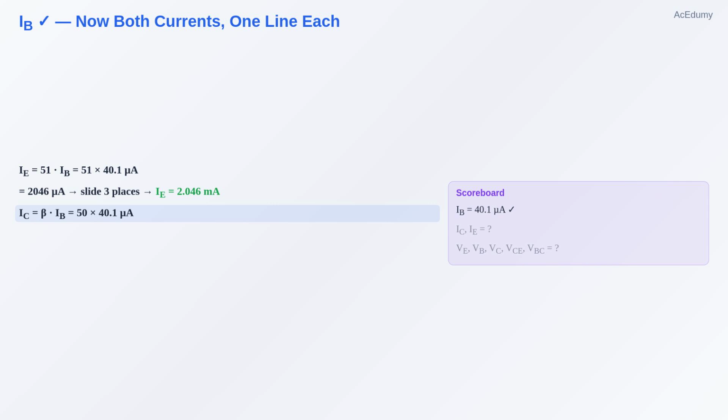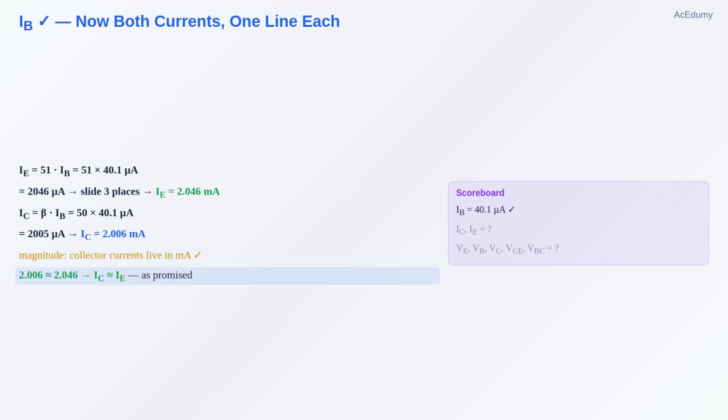The collector current, I sub C, equals beta times I sub B, 50 times 40.1 microamps, 2005 microamps, that is 2.006 milliamps. Magnitude check. Collector currents live in milliamps, and 2 milliamps is exactly right. And notice 2.006 and 2.046 are practically twins. There it is again, our old promise. I sub C is approximately I sub E.